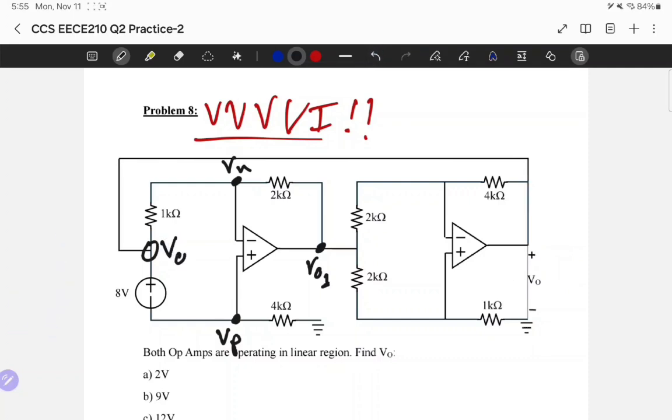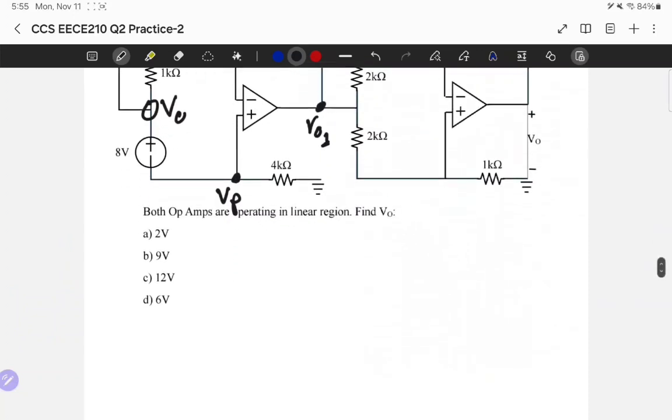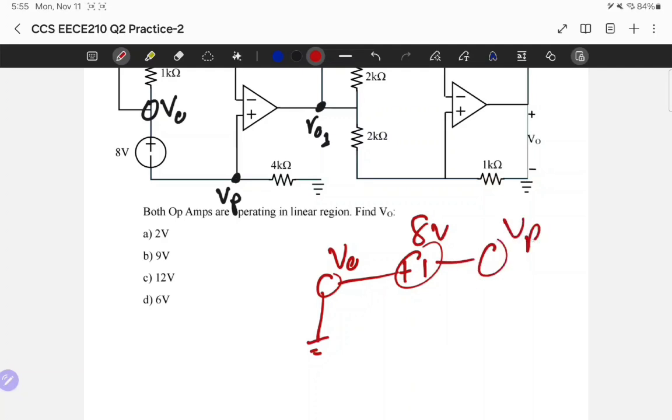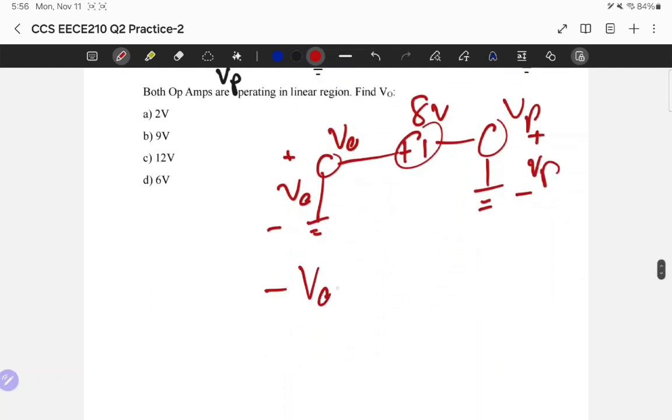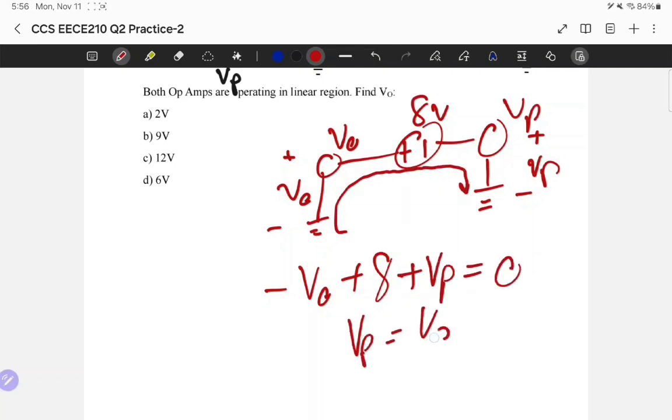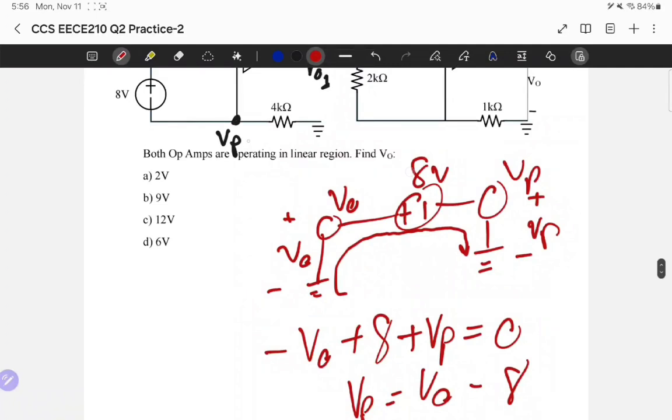And then what about VP? I found this to be VO. What about VP? If you wanna draw the circuit, it's gonna be like this. I have a ground. I saw VO, and then plus minus 8 volt, and then VP, and then ground. So minus plus VO, and then minus plus VP. If I do a KVL, I'm gonna find minus VO plus 8 plus VP equal to 0. So VP is equal to VO minus 8. It's not 0, it's not 8, it's VO minus 8.